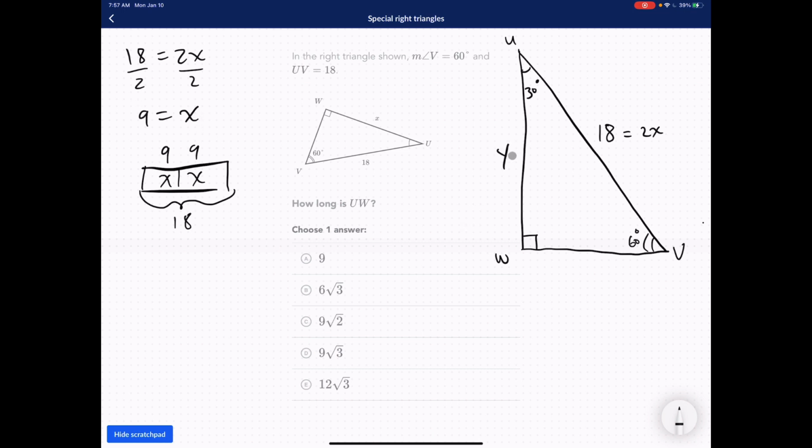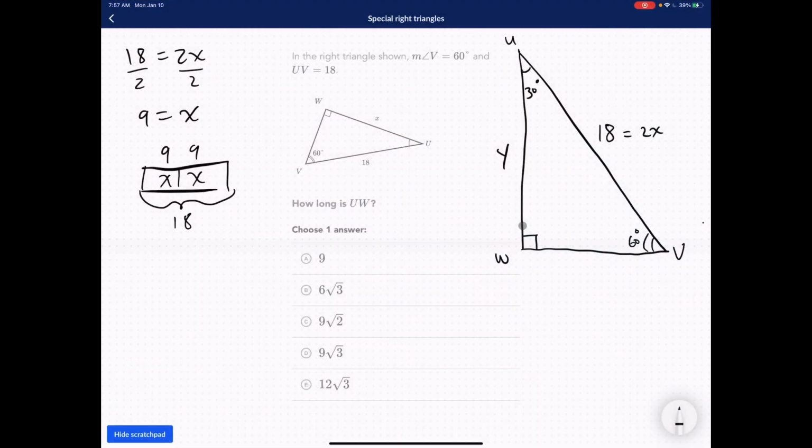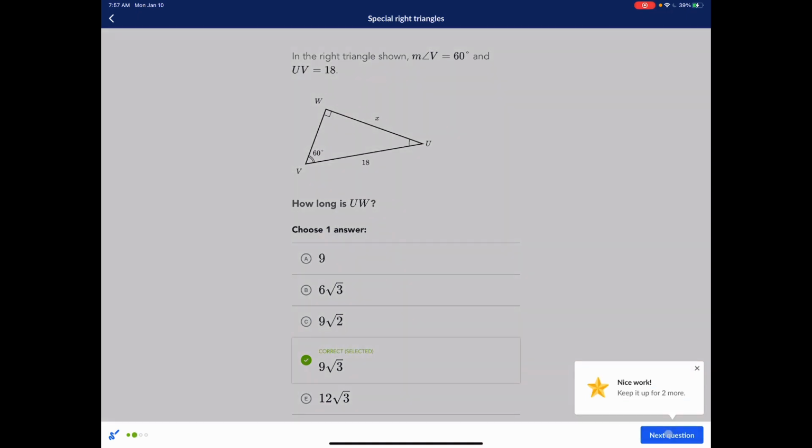Now let's take a look at y. And what was y again? Y was x square root of 3, right? But what was my x? My x was 9, right? So 9 and 9. So it's going to be 9 square root of 3 is equal to y. So my answer is 9 square root of 3, and we're good to go.